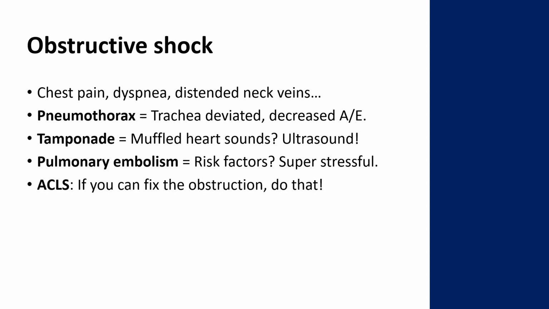ACLS taught you that if you can fix the obstruction, you should do that, right? So if you think this is a pneumothorax, don't do anything else, just put in a chest tube and fix it right now. But sometimes this is sort of easier said than done. A chest tube might be easy, but tamponade requires a pericardiocentesis, and you've probably never done that before. Pulmonary embolism, you might push TPA to get their blood pressure back, but if you haven't had a confirmatory test, that can be sort of a risky decision to make.